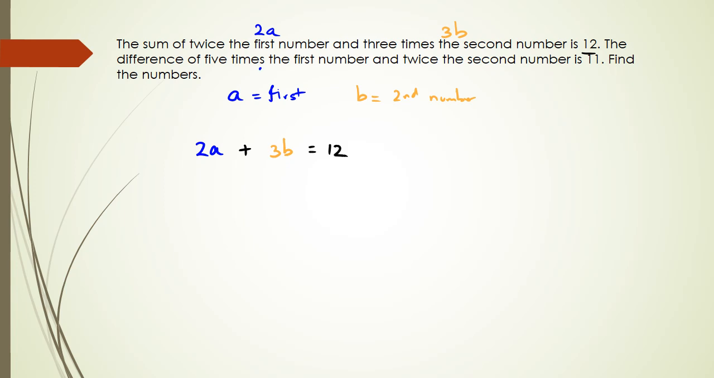It says the difference of 5 times the first number, so that's going to be 5A, and twice the second number, which is going to be 2B. The difference is 11, so 5A minus 2B equals 11.